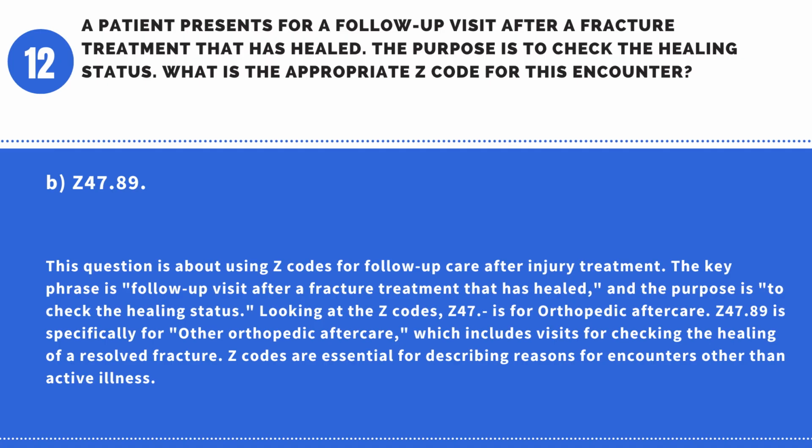Answer: B. Z47.89. This question is about using Z codes for follow-up care after injury treatment. The key phrase is follow-up visit after a fracture treatment that has healed, and the purpose is to check the healing status. Looking at the Z codes, Z47 is for orthopedic aftercare. Z47.89 is specifically for other orthopedic aftercare, which includes visits for checking the healing of a resolved fracture. Z codes are essential for describing reasons for encounters other than active illness.